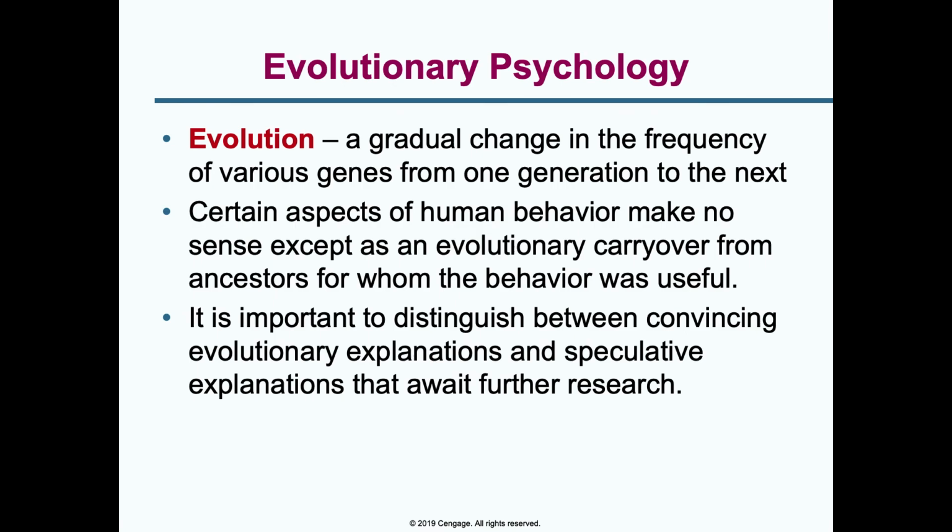Evolution is kind of the gradual change in the frequency of genes from one generation to the next. How often these genes appear in one generation to the next, and how sometimes we see certain aspects of behavior that only make sense if we look at it as, well, it was carried over from another time. Let me give you an example so you know what that means.